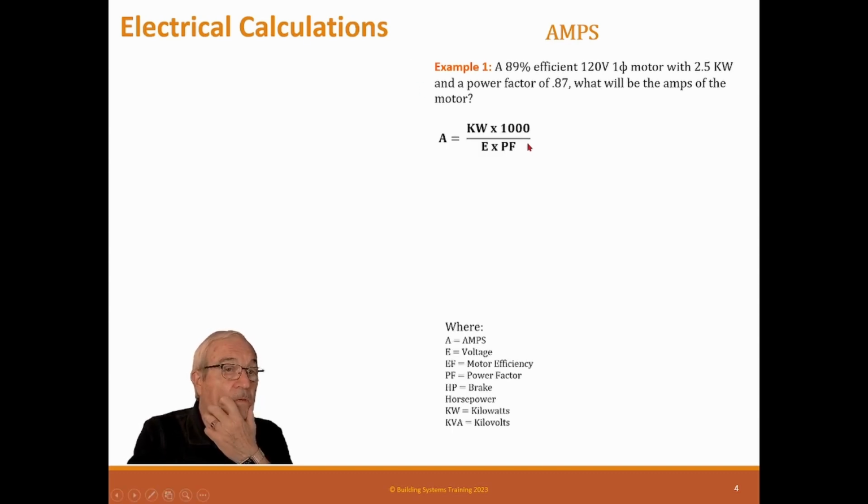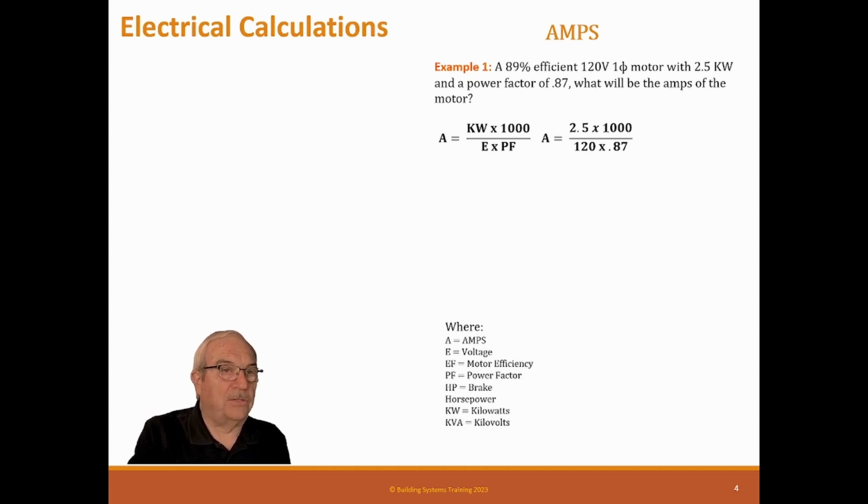So let's do this formula. We're using kW times 1,000 over E times power factor. You get 0.25 kW times 1,000 over 120 volts. Now also, when you're doing this in the field and you're doing a field measurement, you need to use the actual measured voltage. Maybe 119.8 or something. It will almost never be 120.